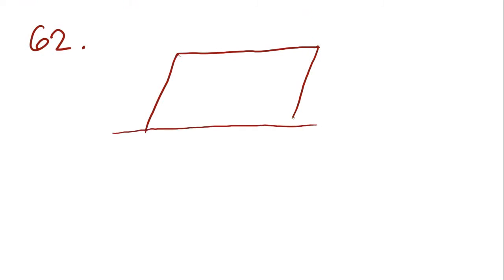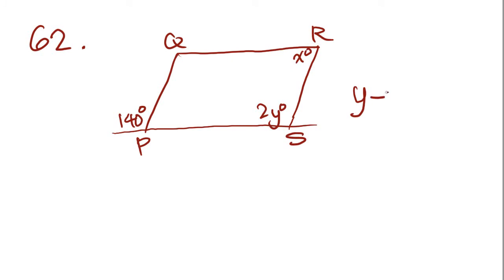Number 62 is going to require me to do a little bit of drawing. There we go. There's a line. Okay, so this point is Q, R, and then P and S. The problem says that this is 140 degrees, and this is 2y degrees, and this is x degrees. In the figure above, if PQRS is a parallelogram, then y minus x equals what?